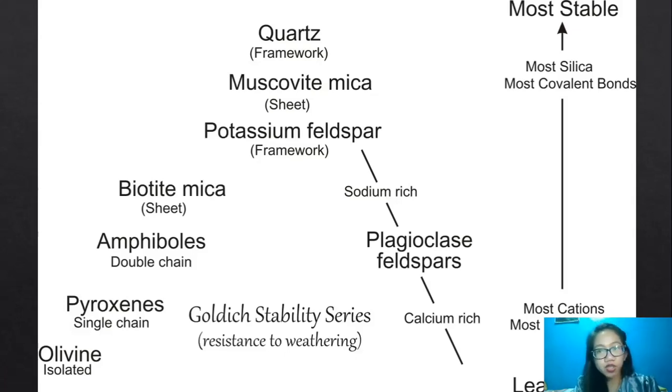Okay, so this is showing you the Goldich stability series. It shows you the different types of minerals and how they react to weathering processes. It will show you here that quartz is stable due to the presence of covalent bonds in the mineral itself. So you don't find much quartz in sedimentary rocks. On the opposite side, you have your olivines and pyroxenes, which have cations and ionic bonds. They are least stable, thus are more present in sedimentary rocks.